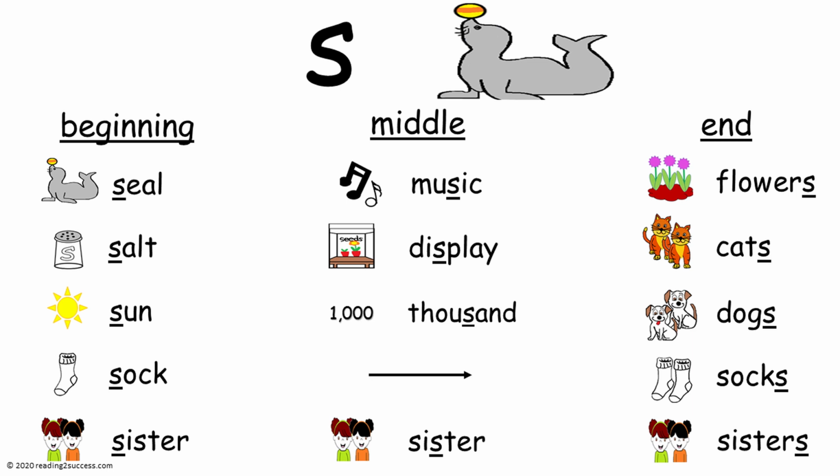Now we're going to go to the end, and when S is added to a word at the end, it makes it more than one. We have flowers, cats, dogs. Now we've added an S to sock, so it's socks, an S in the beginning and end of the word. And now we've added an S to sisters. So sisters has an S in the beginning, an S in the middle, and an S at the end.